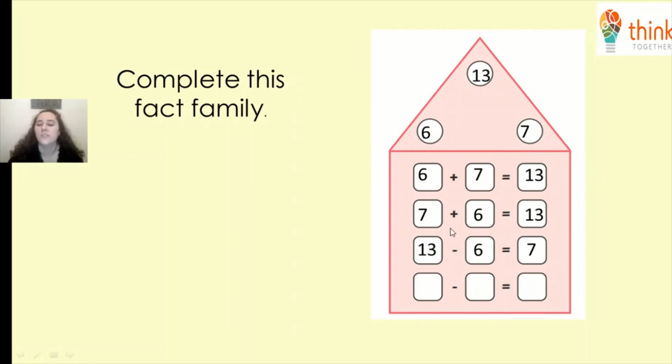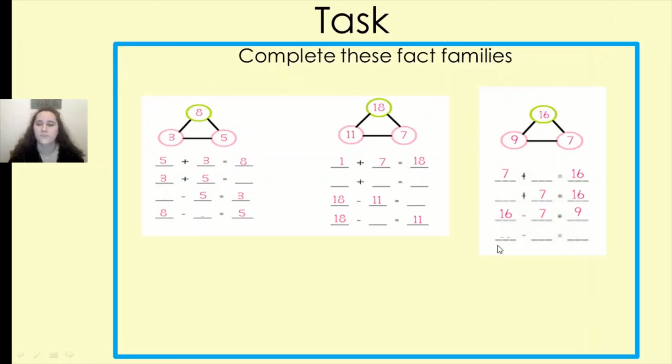So use the number sentence before, switch around those parts to make this final number sentence. Pause the video here and tell the person you're with what that final number sentence is going to be. Have you done that? Well done. Let's take a look. 13 take away 7 equals 6. So here we've just switched around those parts.